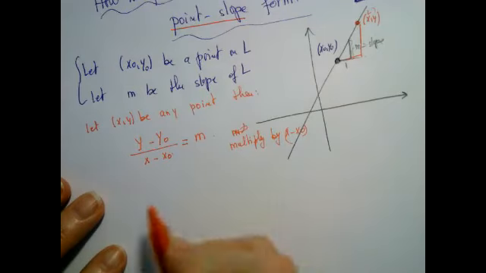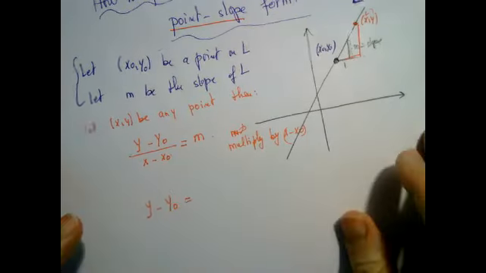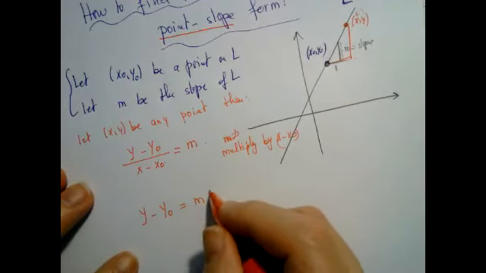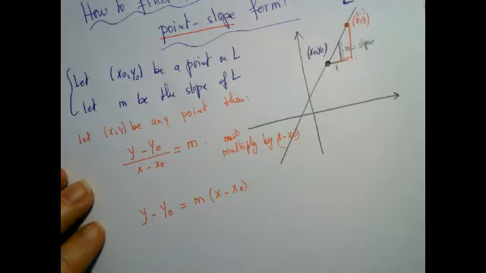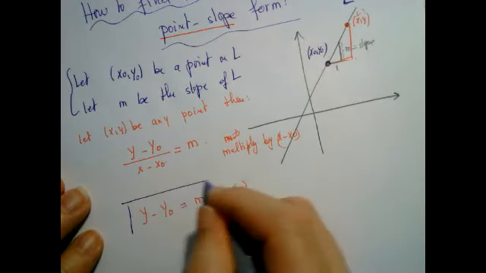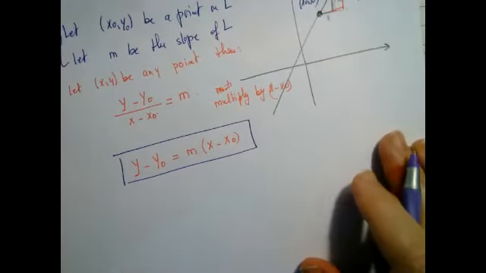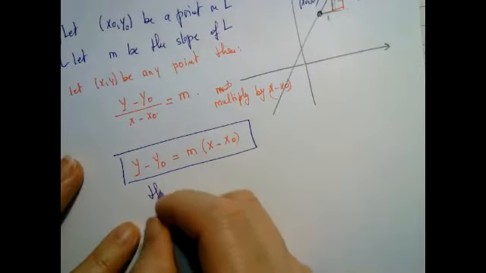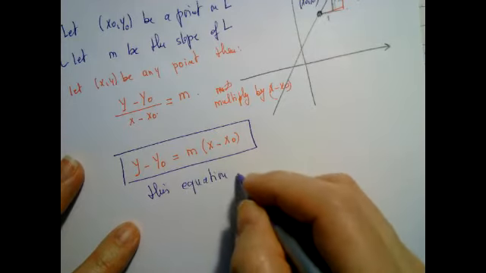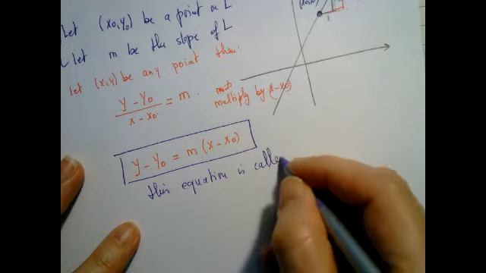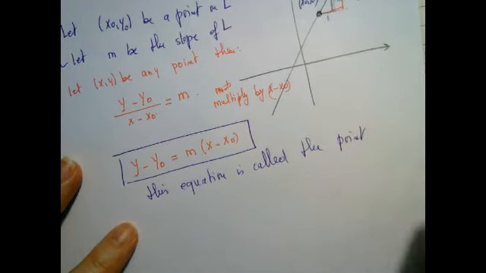Multiply by x minus x0. This will give me y minus y0 equals m times x minus x0. This equation is called the point slope equation of a line. And now the idea is how to use it.